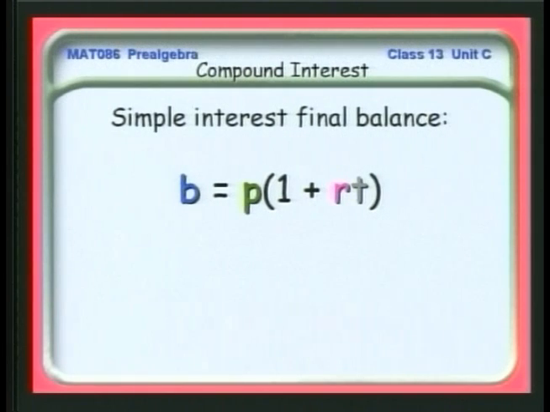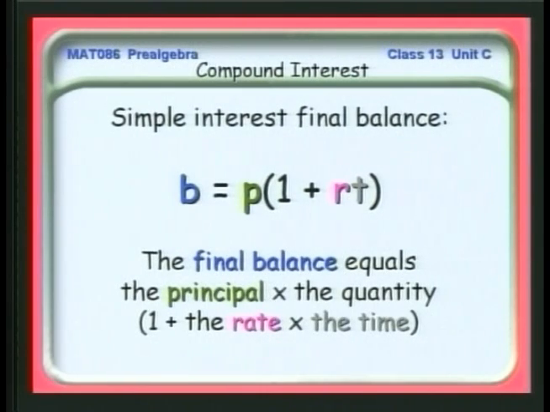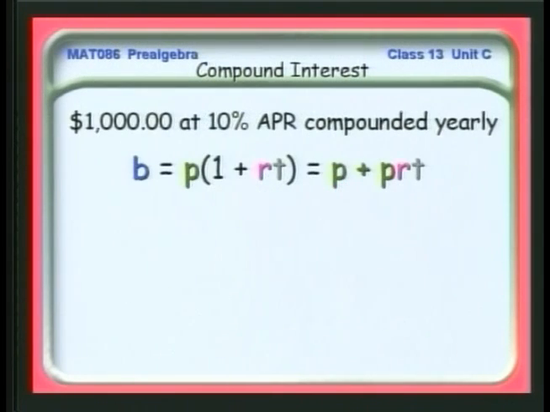Let's start to develop how we deal with compound interest with the formula, or one of the formulas, for the final balance that we dealt with in Unit B. The final balance is the principal times the quantity, 1 plus the rate times the time, the interest rate times the time. Let's now plug in something for this to see how it's going to work.